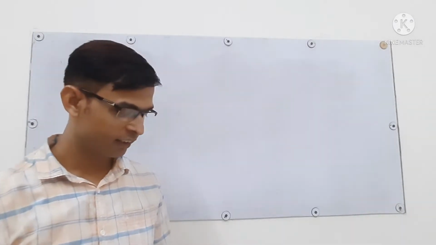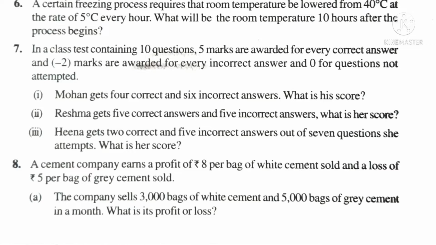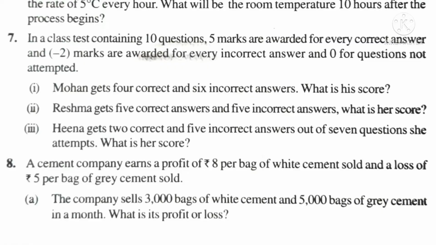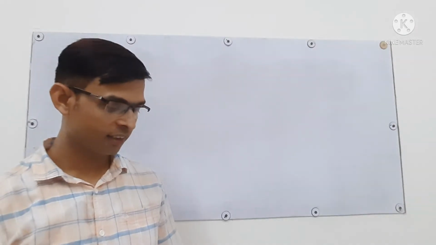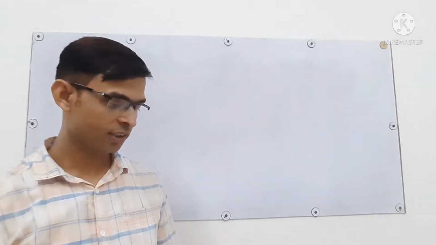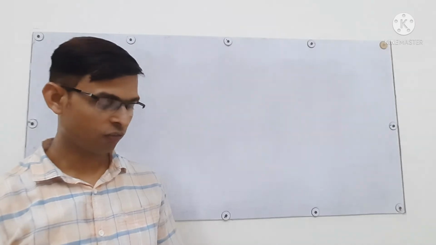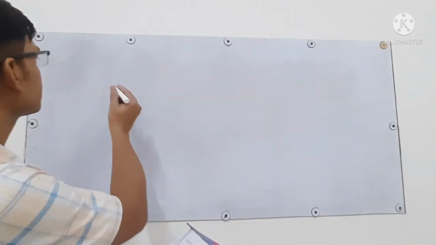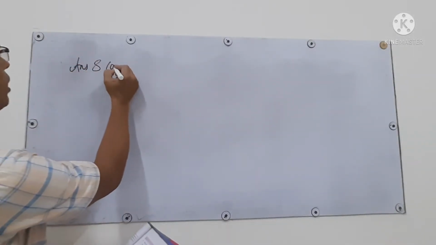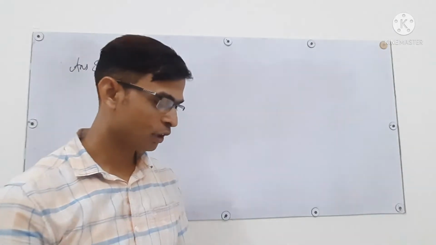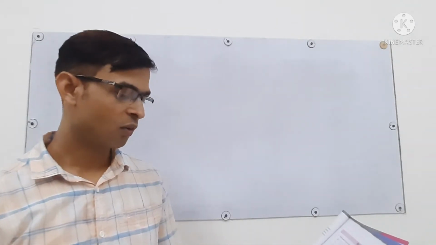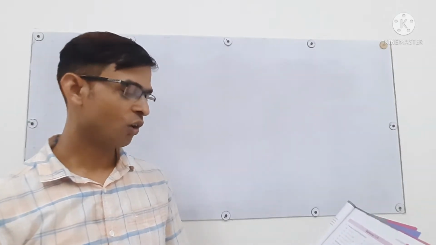What is the question number? I am just reading. A cement company earns a profit of ₹8 per bag of white cement sold and a loss of ₹5 per bag of grey cement sold. So here it is given, a cement company which earns rupees 8 per bag of white cement and a loss of rupees 5 per bag of grey cement. So I am just writing here answer, part A. And in part A we have to find: the company sells 3000 bags of white cement and 5000 bags of grey cement in a month. What is its profit or loss?